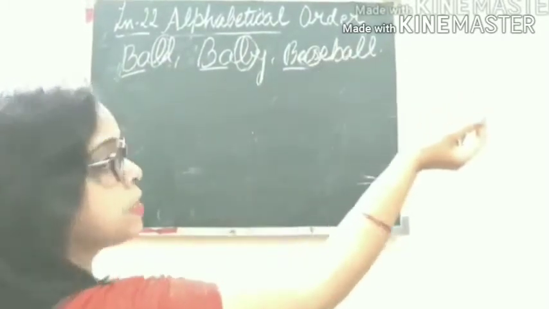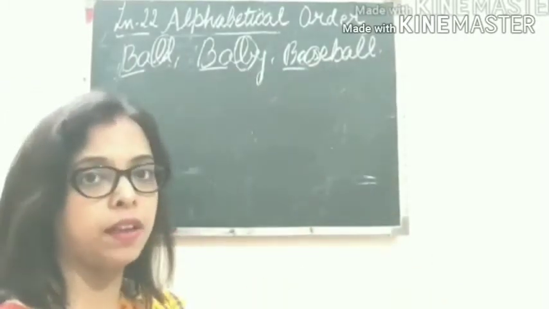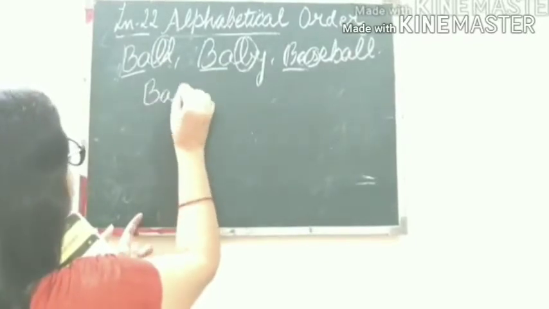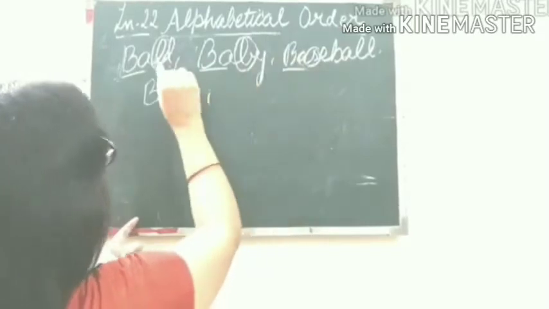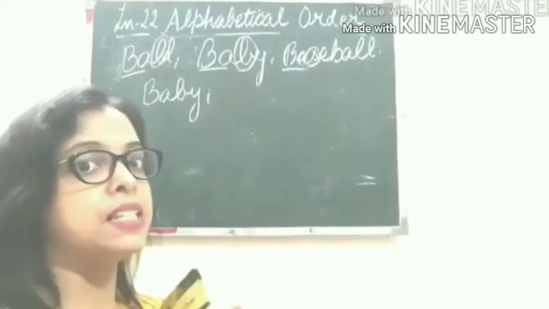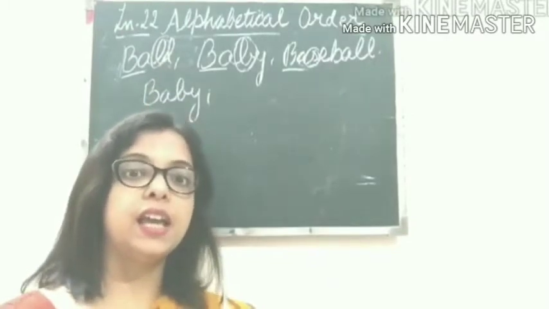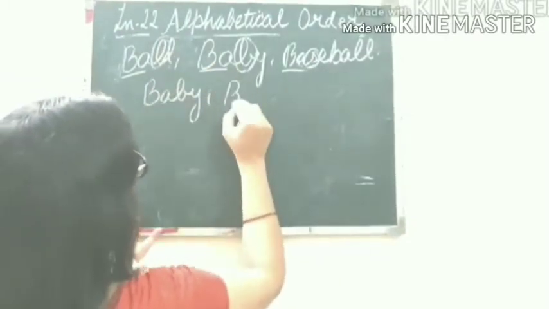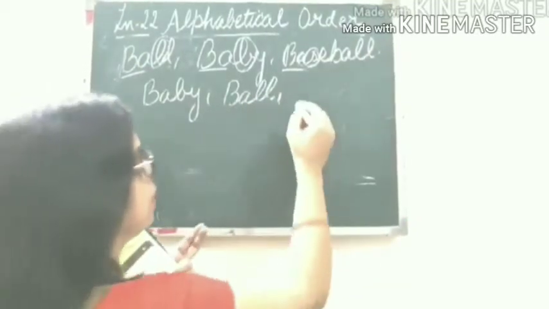So what comes first, as we can clearly see, B comes first, A is not there, so B is there. So we will write here baby. After that, what comes? Here S and here L. So A, B, C, D, E, F, G, H, I, J, K, L. That means L is coming first. So we will write here ball. And then the third one, baseball.